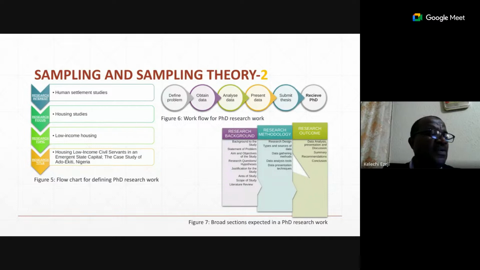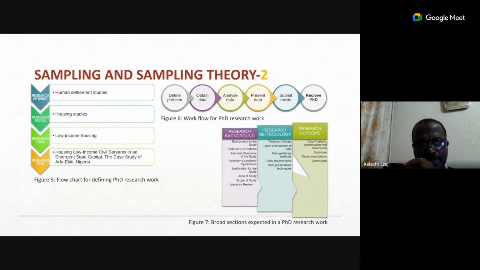Okay, then you will note again, and I've said this continually, that research is about systematic inquiry to obtain data to solve a given problem. So PhD work is systematic inquiry to solve a defined problem. To solve this problem, data is obtained, analyzed, and presented. And the information and conclusions emanating from this work are documented in a PhD thesis and given to an examiner to evaluate.